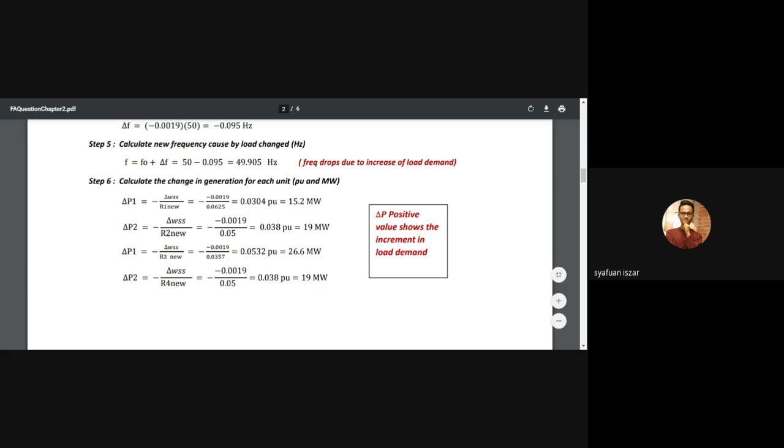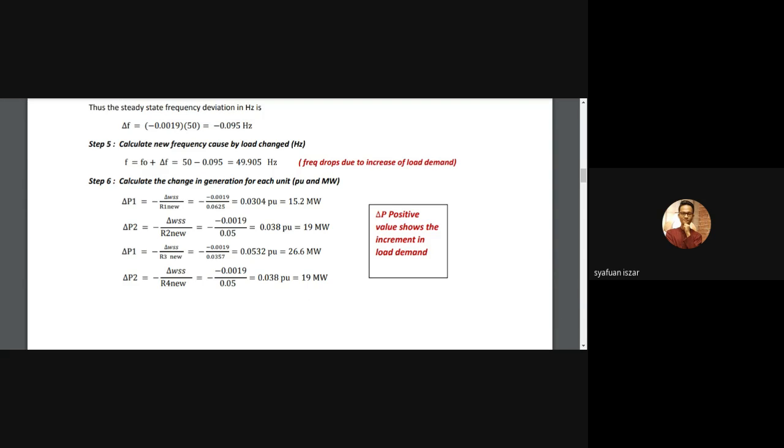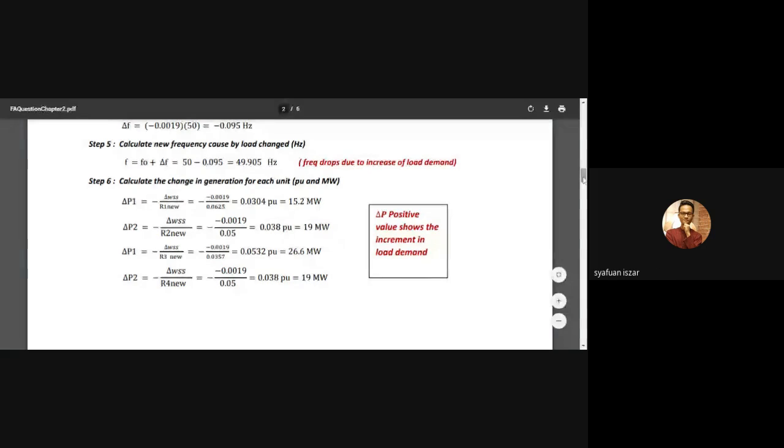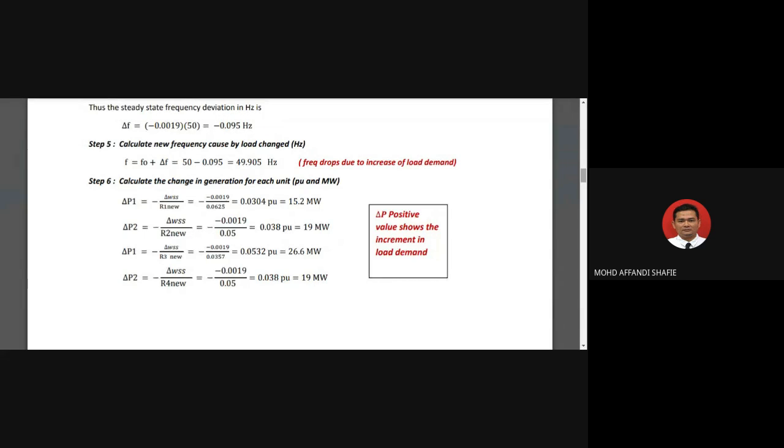Oh, it is always positive, sir? Of course. It must be, if it is an increase of load demand. Okay, understood. It will not drop. In this case, if it increases by 80 megawatt, it means delta P1 plus delta P2 plus delta P3 plus delta P4 should be equal to how much? It should be 80, right? 80. I'm sorry. Okay, understood. So if the question says decrease by 80, all will be negative. I'm sorry.